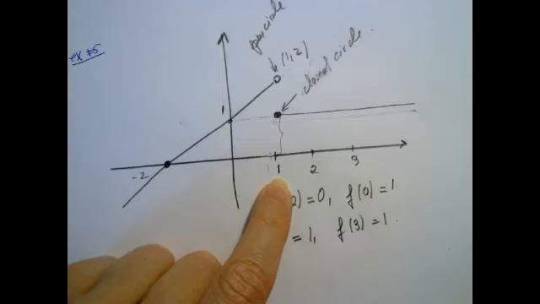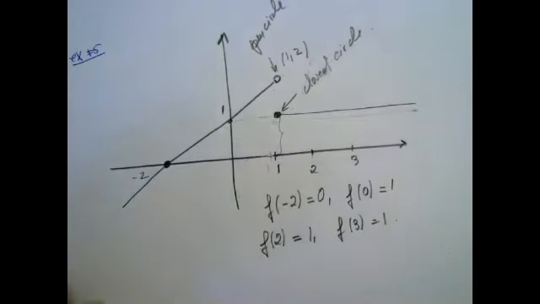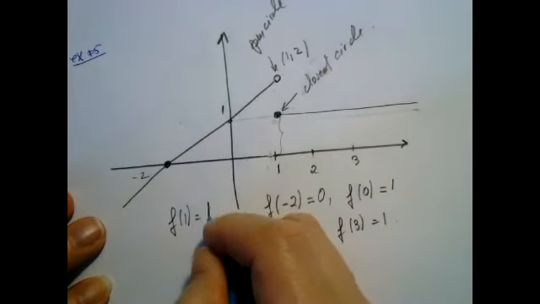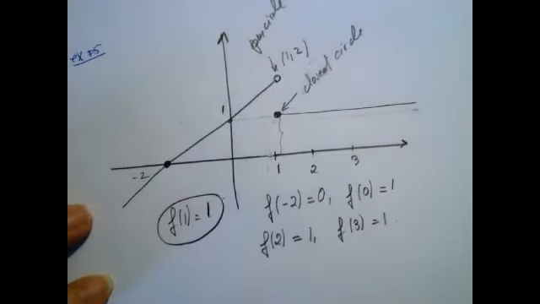And that's very important. We're going to start using it. So here, if I ask you what is f of 1, f of 1 is equal to 1. So it's where the closed circle is, not where the open circle is.